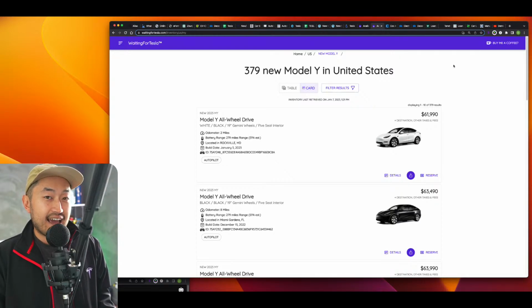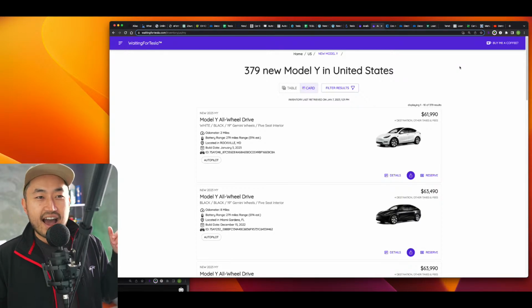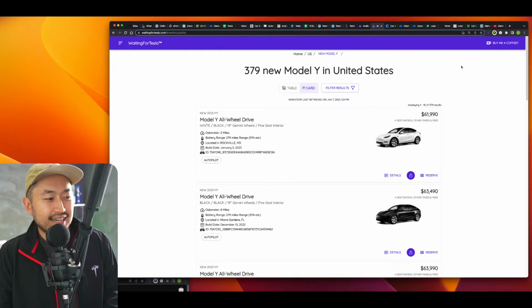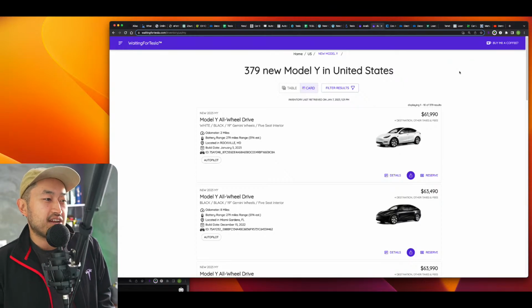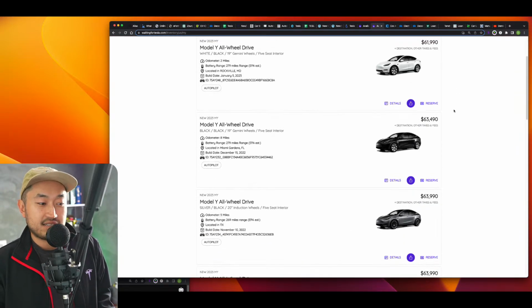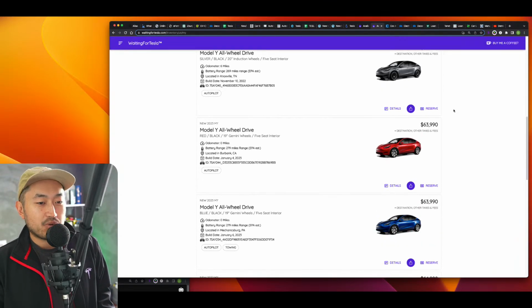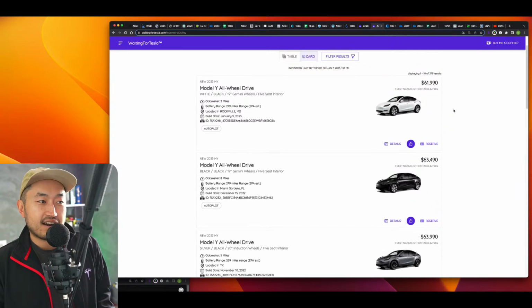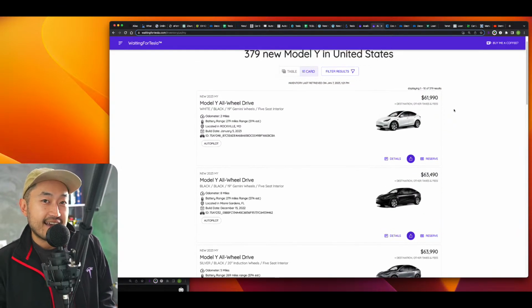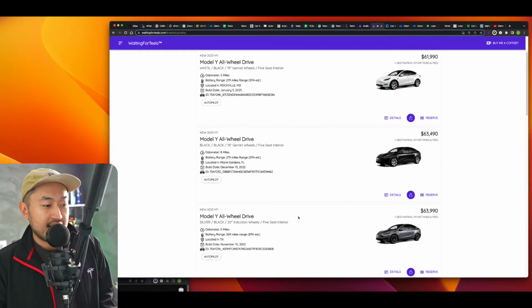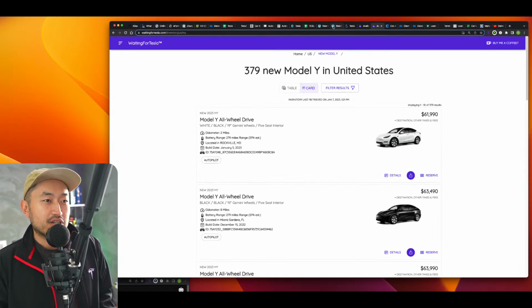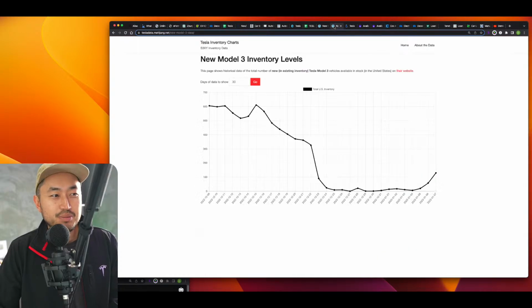This was actually at 400. It has this imaginary weird cap at 400 vehicles per segment, per model. But right now it's at 379. And you can see right here, there's a bunch of these standard wheel drive ones, or short range, the base one under long range, that are available for sale and starting to creep up in inventory. This is Maryland, Florida, Texas, but I digress. We're here to talk about the Model 3 specifically.